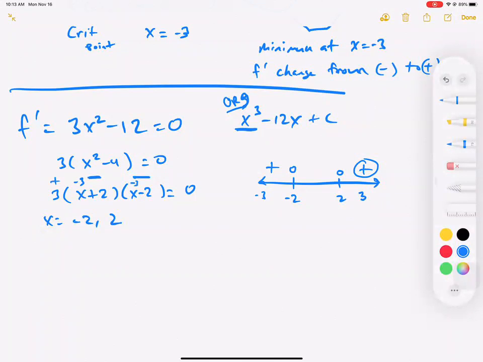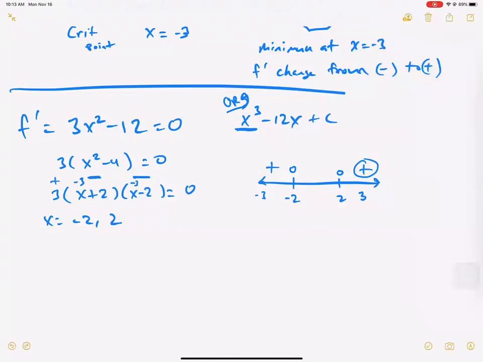And then this is a positive. Negative, negative, positive will still stay positive. So no matter what number I pick, this will be positive. And so you can do these sign charts very quickly. And what happens between -2 and 2? Easy number, 0.